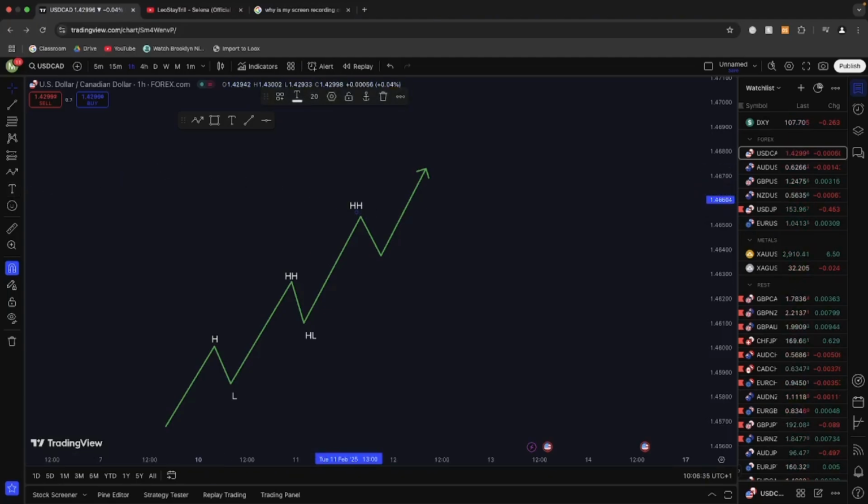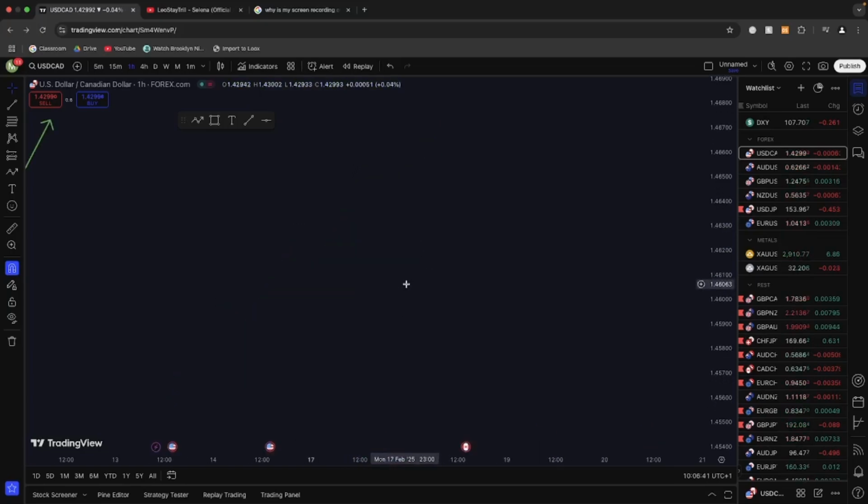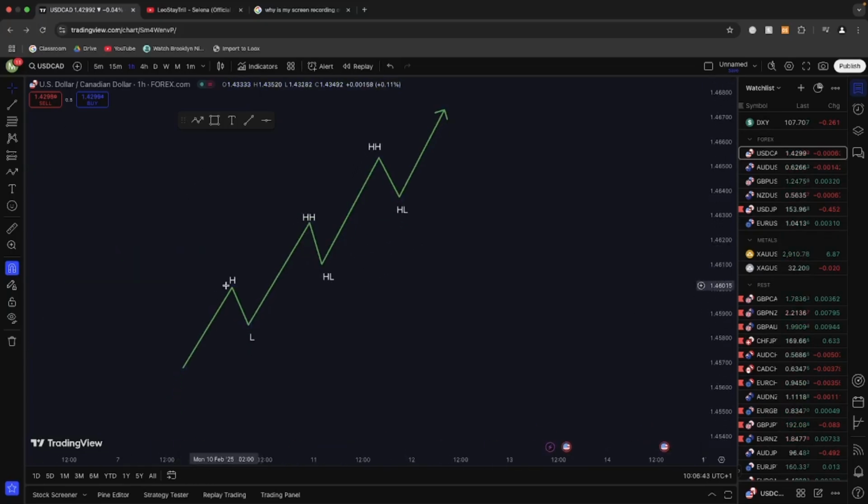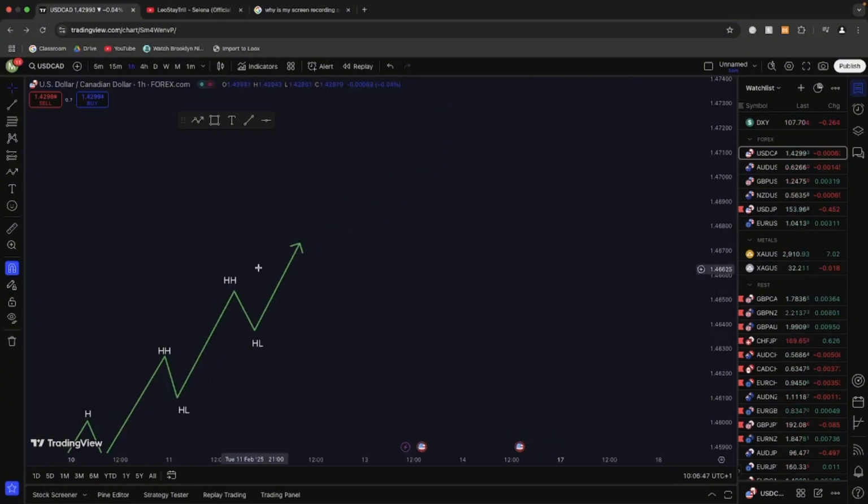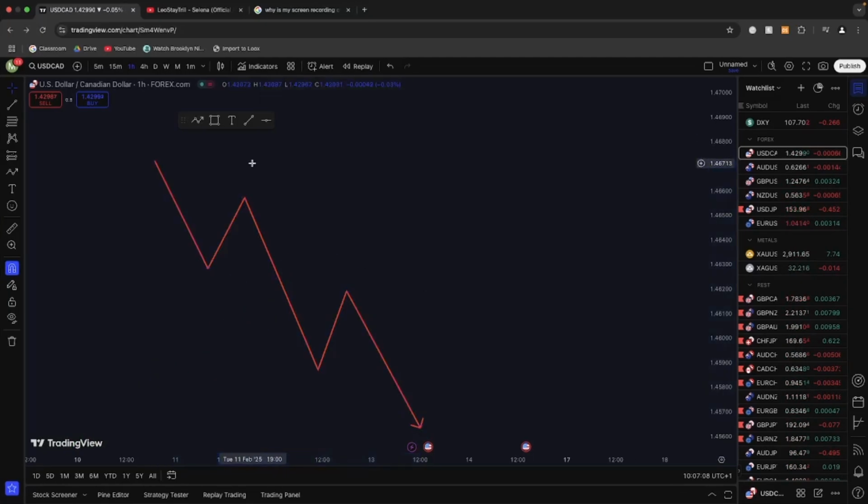Then same thing again for the low. This is a low, but this is a higher low. And that's how we can identify an uptrend. We have higher highs and higher lows. And if it keeps going, creating another higher high and another higher low, then we are still in an uptrend.